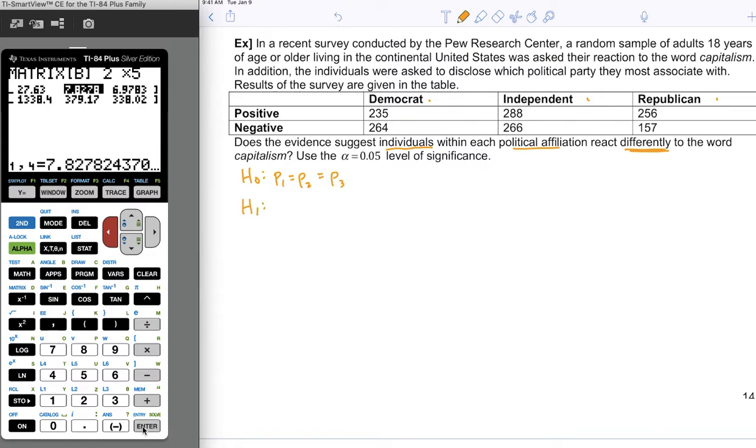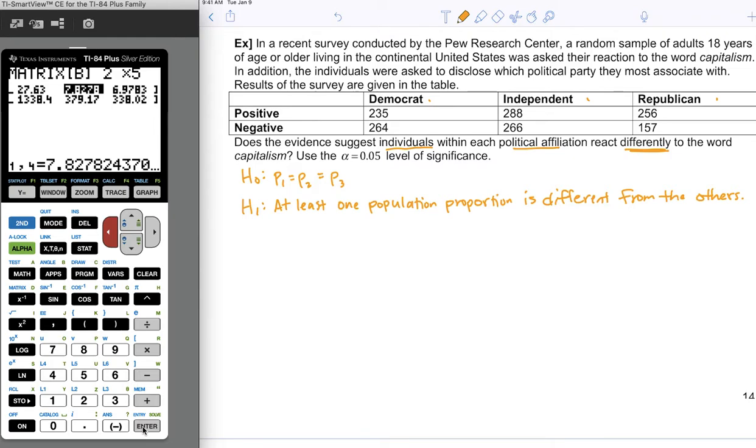H1 is always the same. At least one population proportion is different from the others. And then H1 kind of corresponds to the question, do the individuals react differently within each political affiliation?